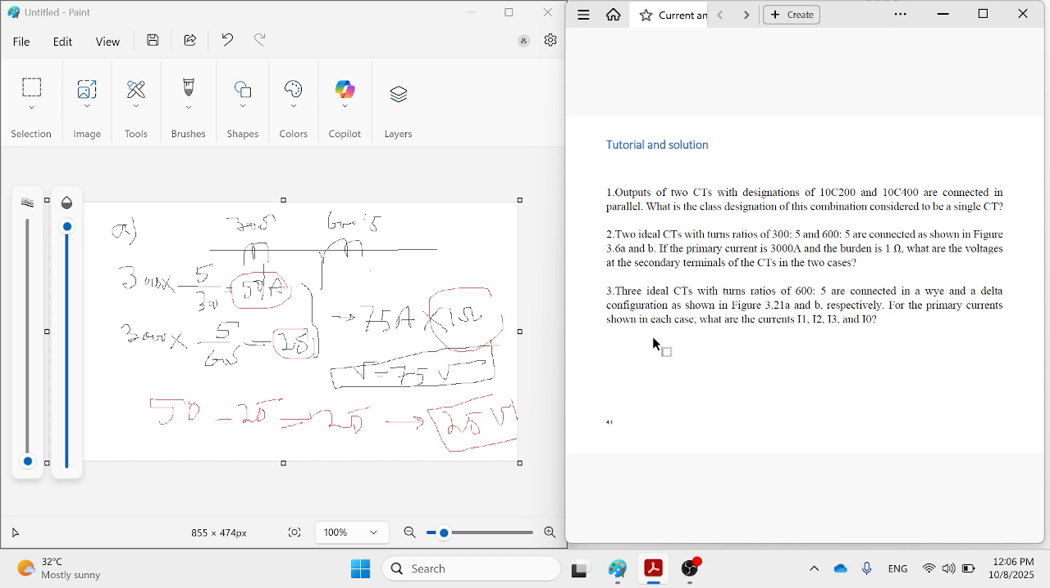Okay. Finally, question 3 as the last one. It says the CT ratio is 600 to 5. The connections are Y and delta. And then it asks you to calculate the currents for the output.